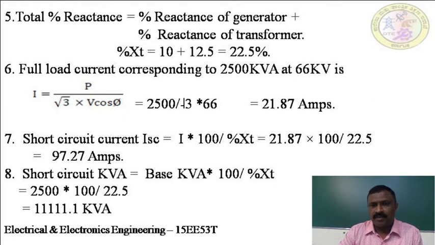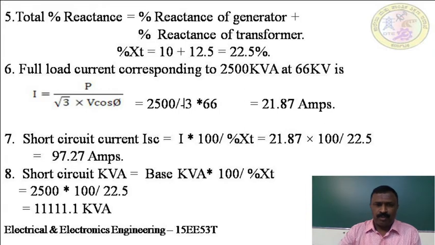Now you can see the difference between the normal current and the fault current. Normal current is around 20 amperes and the fault current will be around 100 amperes. Now there is a drastic change in the current magnitude from the normal mode to the abnormal mode.